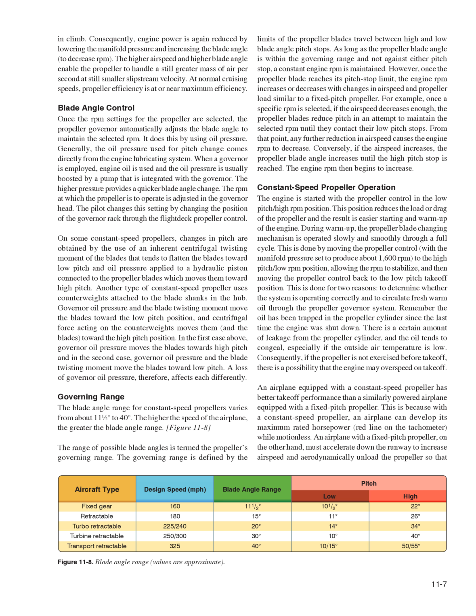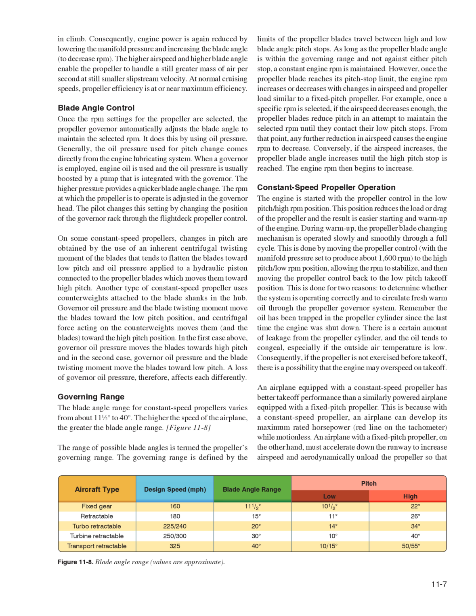Constant speed propeller operation. The engine is started with the propeller control in the low pitch/high RPM position. This position reduces the load or drag of the propeller, and the result is easier starting and warm-up of the engine. During warm-up, the propeller blade changing mechanism is operated slowly and smoothly through a full cycle.